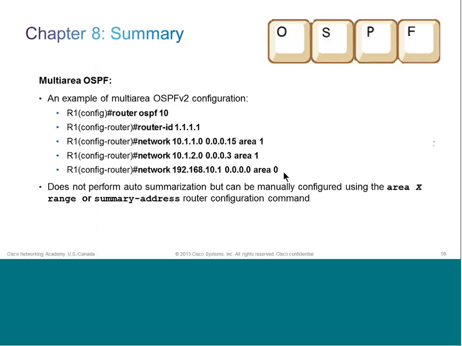What can make OSPF a little tricky is that it does not perform auto-summarization, but you can manually configure it using the area X range command, and the X will be like area 1 or area 0, and then range, and then behind that you would put your summary range. Or the other command, if you're doing external routes, is summary-address.